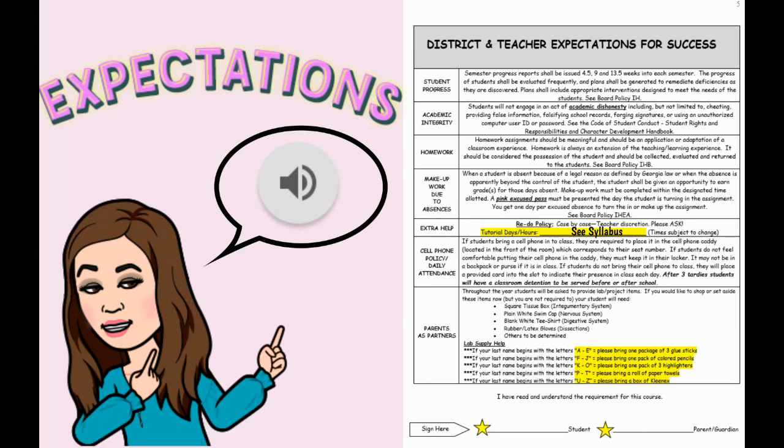After 3 tardies, students will have a classroom detention to be served before or after school. And then parents as partners at the bottom. There's a list of some of the things that you're going to need throughout the year for the projects. And lab supply help, if you would like to donate, you will get a free stamp based on your last name. And I'll explain the free stamps later in this presentation.